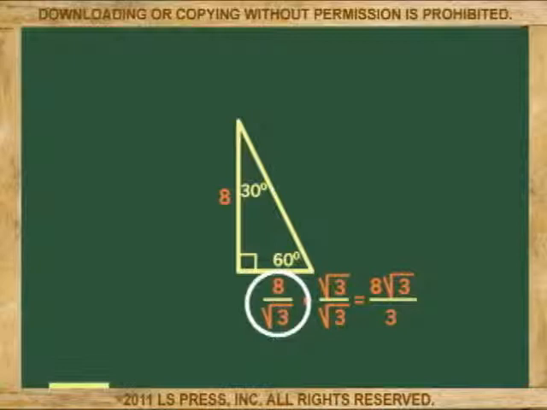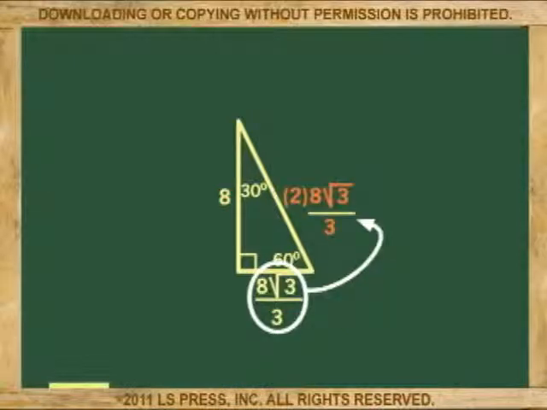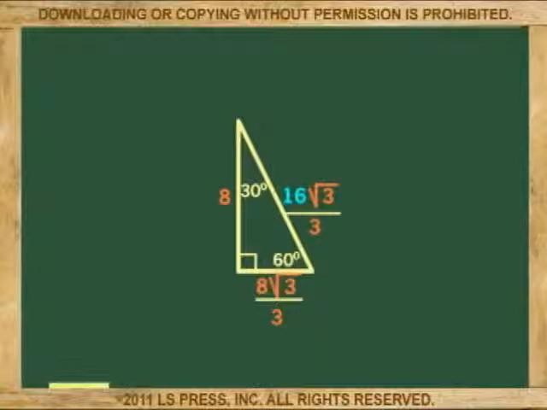Simplifying 8 over the square root of 3, we get 8 square root of 3 over 3. And the hypotenuse is 2 times 8 square root of 3 over 3. 2 times 8 is 16. So if the long leg is 8, the hypotenuse is 16 square root of 3 over 3. Let's do some examples to practice.